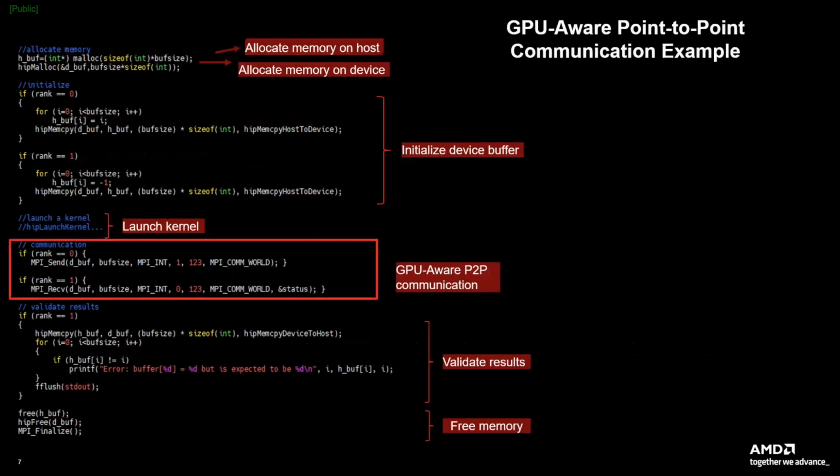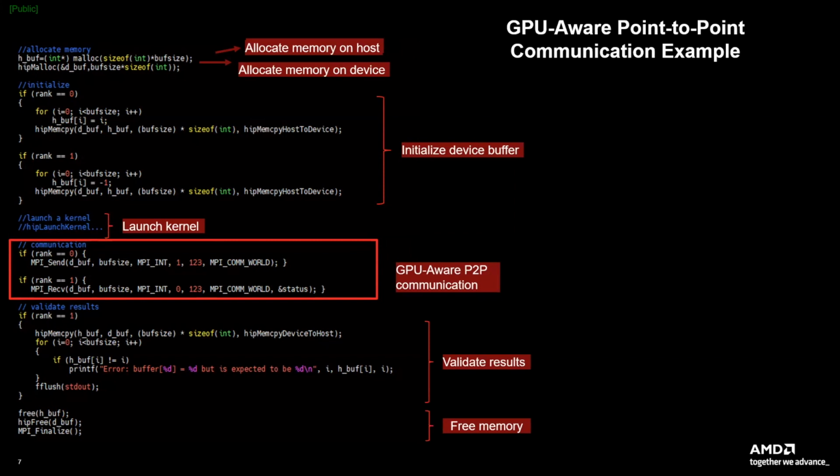So in this slide, I'm showing an example of a GPU-aware point-to-point communication. First, we are allocating the buffers. We are allocating the buffer on the host with malloc and on the device with hipMalloc. In this example, rank 0 is going to send data to rank 1. So we initialize the buffers. On rank 0, we have the send buffer, and we are initializing it to some integer values. And on the receiver side, we are initializing the buffer to -1.